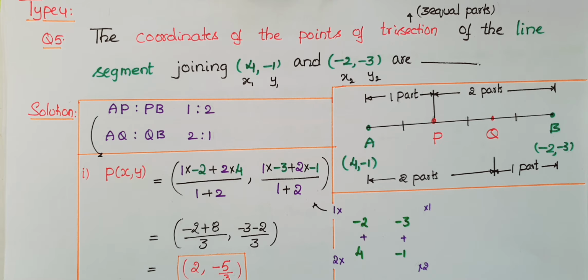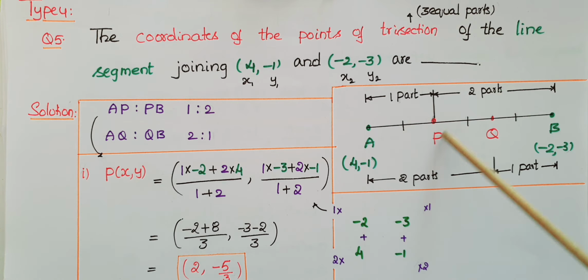This is another type of problem. The coordinates of the points of trisection of the line segment joining (4, -1) and (-2, -3) are dash. So here the line segment AB divides into 3 equal parts. Trisection of the line segment means it divides into 3 equal parts, and here the A and B points are given. Let us assume these 2 points are P and Q, because this line segment divides into 3 equal parts.